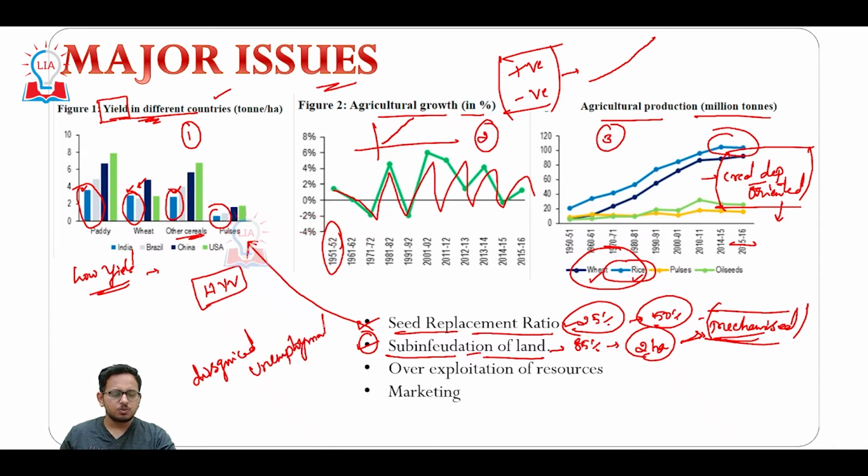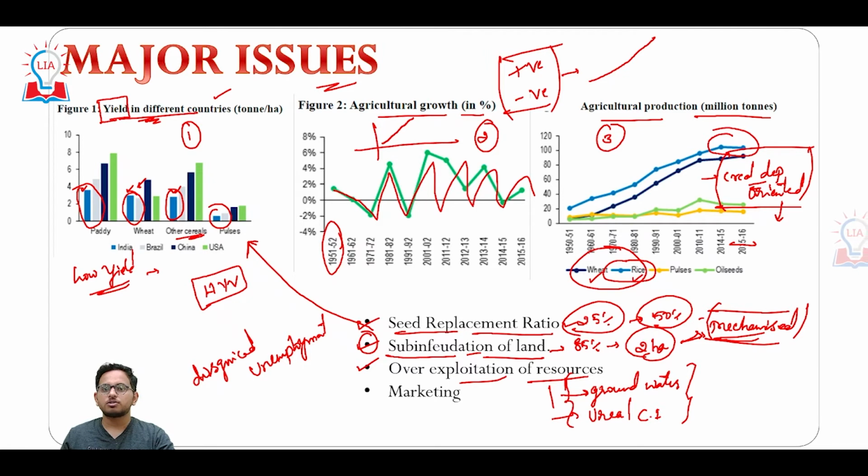And the next one is the overexploitation of resources. For example, groundwater and the urea or the chemical fertilizer. We have the problem of overexploitation of the resources which hinders sustainable development goals.